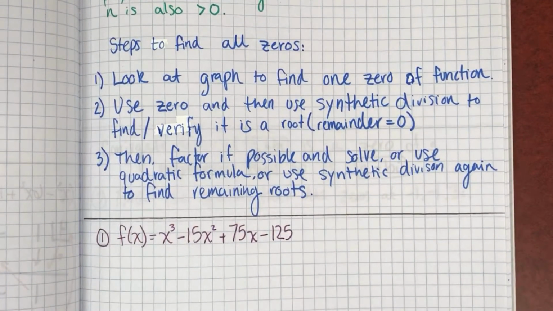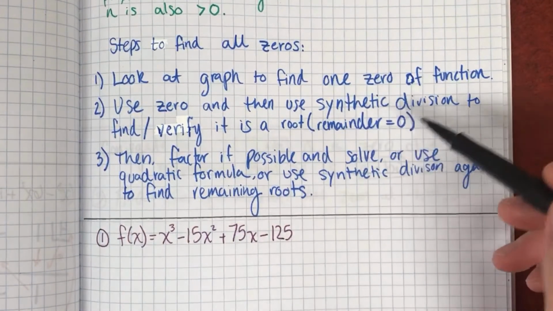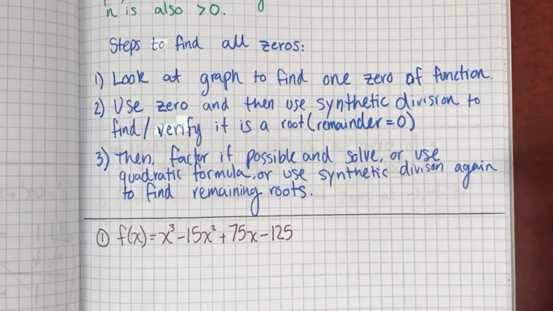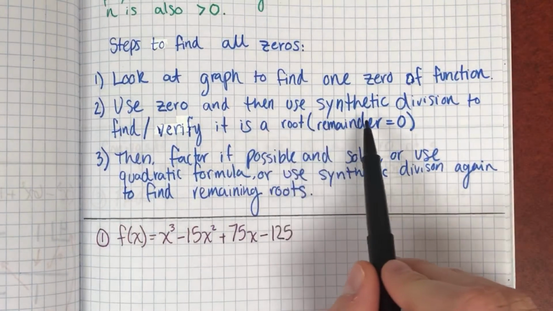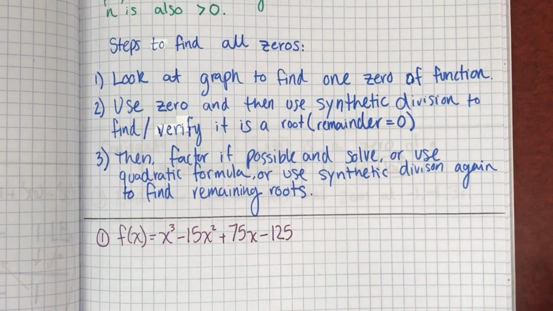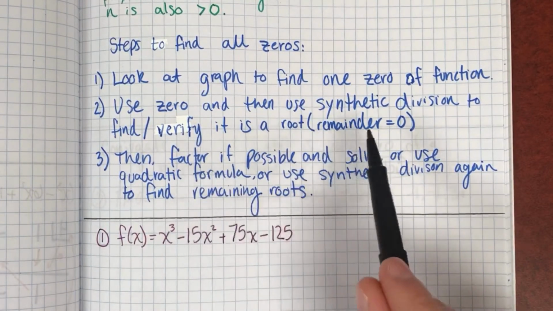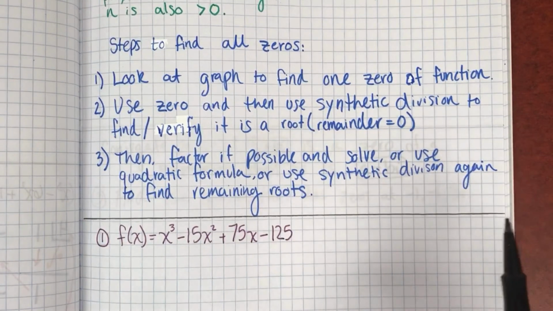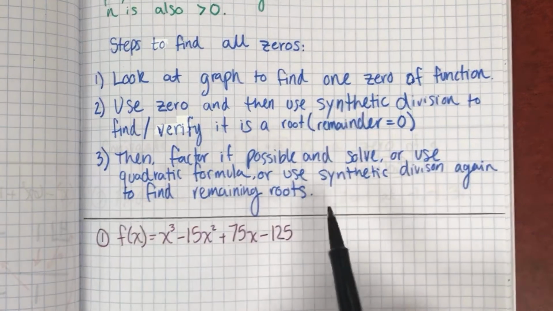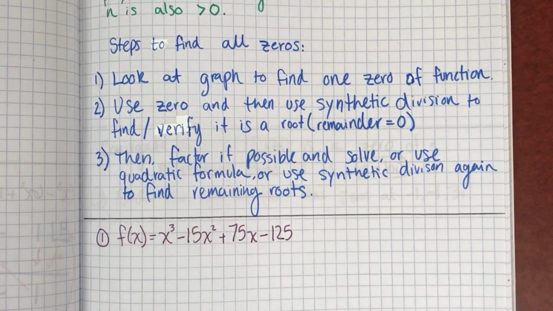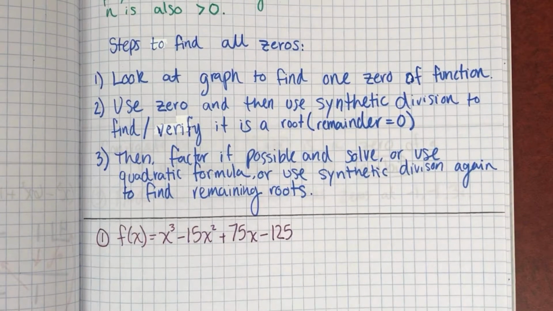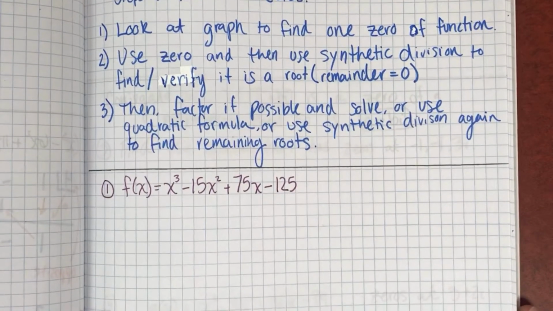So first, for finding all the zeros, we're going to look at the graph to find one zero. The graph should hopefully show us one zero. And then with that, we are going to use synthetic division to find all the other zeros and verify that it is a root. And remember, from long division, we know that it is a root if our remainder equals 0. And then from the answer that we get after dividing, we can factor that, or we might have to use the quadratic formula, or even sometimes we might have to use synthetic division again to get something that we can factor to find the remaining roots.